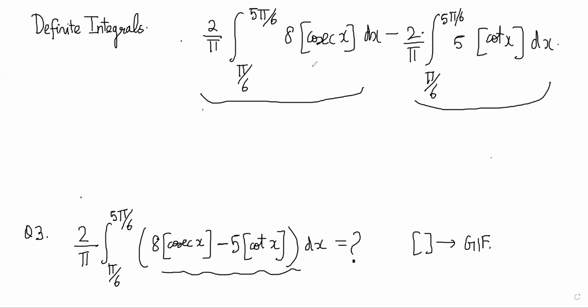Think about the value of cosec x in this range. Similarly, think about the value of cot x in this range. Then only you can figure out the GIF, right? This range is basically 30 degree to 150 degree. So उस range में you have to understand the values, then only you can figure out the integral.